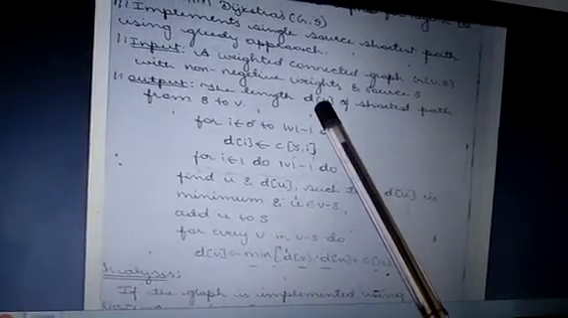Okay, what should be the output? The length d of v of the shortest path from S to V. S is the source and V is the vertex. Okay, d of v means it is the weight of that particular vertex.